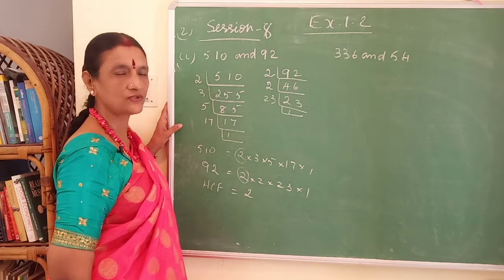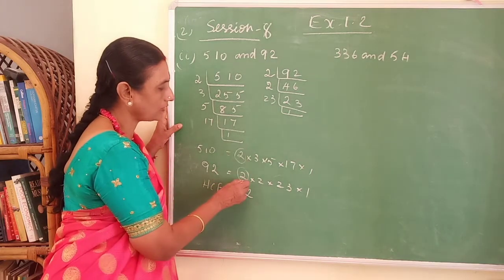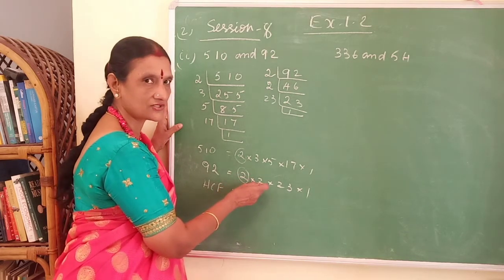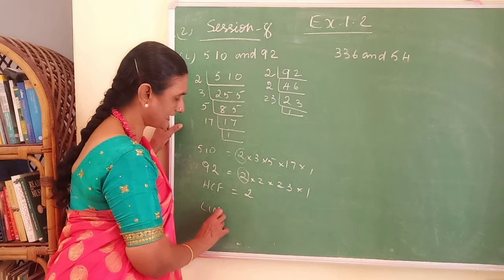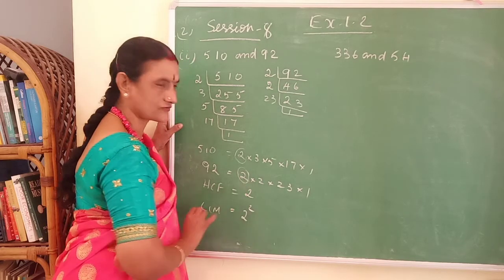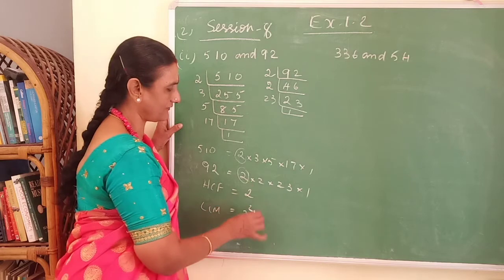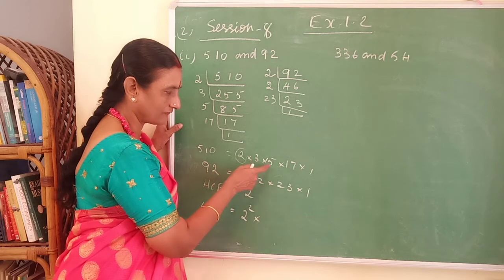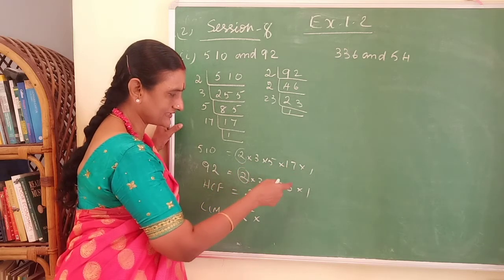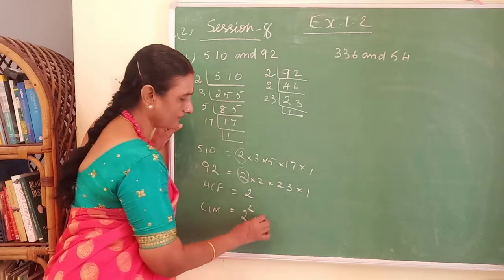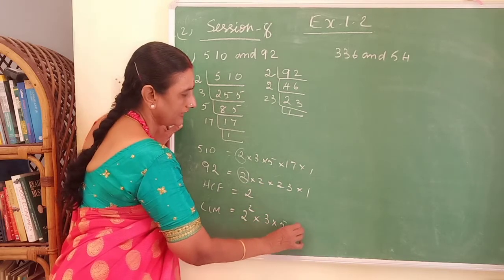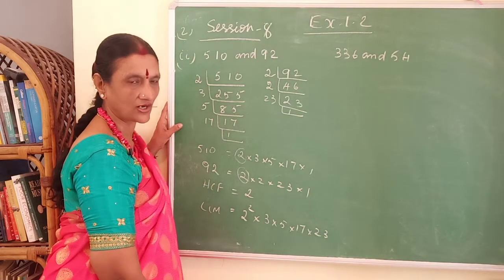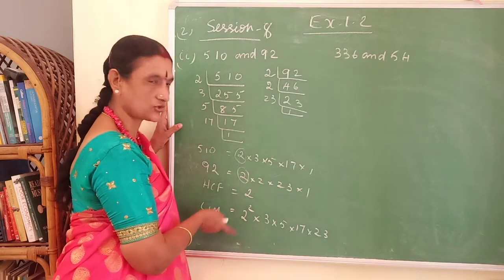Now, coming to LCM. Here the 2, how many powers? It's only 1 power common, but the maximum power here is 2. Therefore, while choosing the LCM, we have to take 2 powers of 2. That is the maximum power. That is the way we should proceed. And apart from that, there is a 3 from here, a 5, then there is one 17, and there is one 23. So we have to choose 2 squared into 3 into 5 into 17 into 23 as the LCM of these numbers. Got it? So you have to be very careful in choosing the LCM.